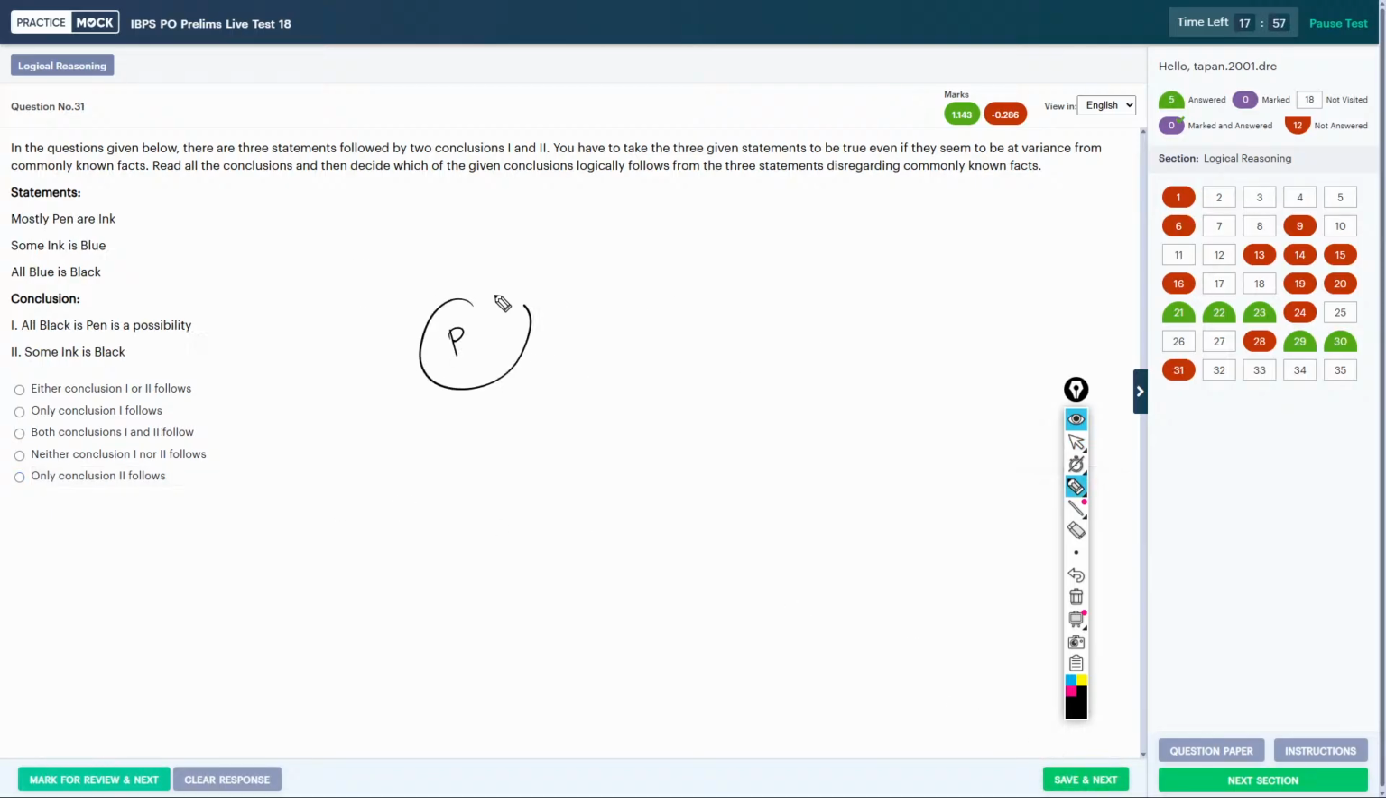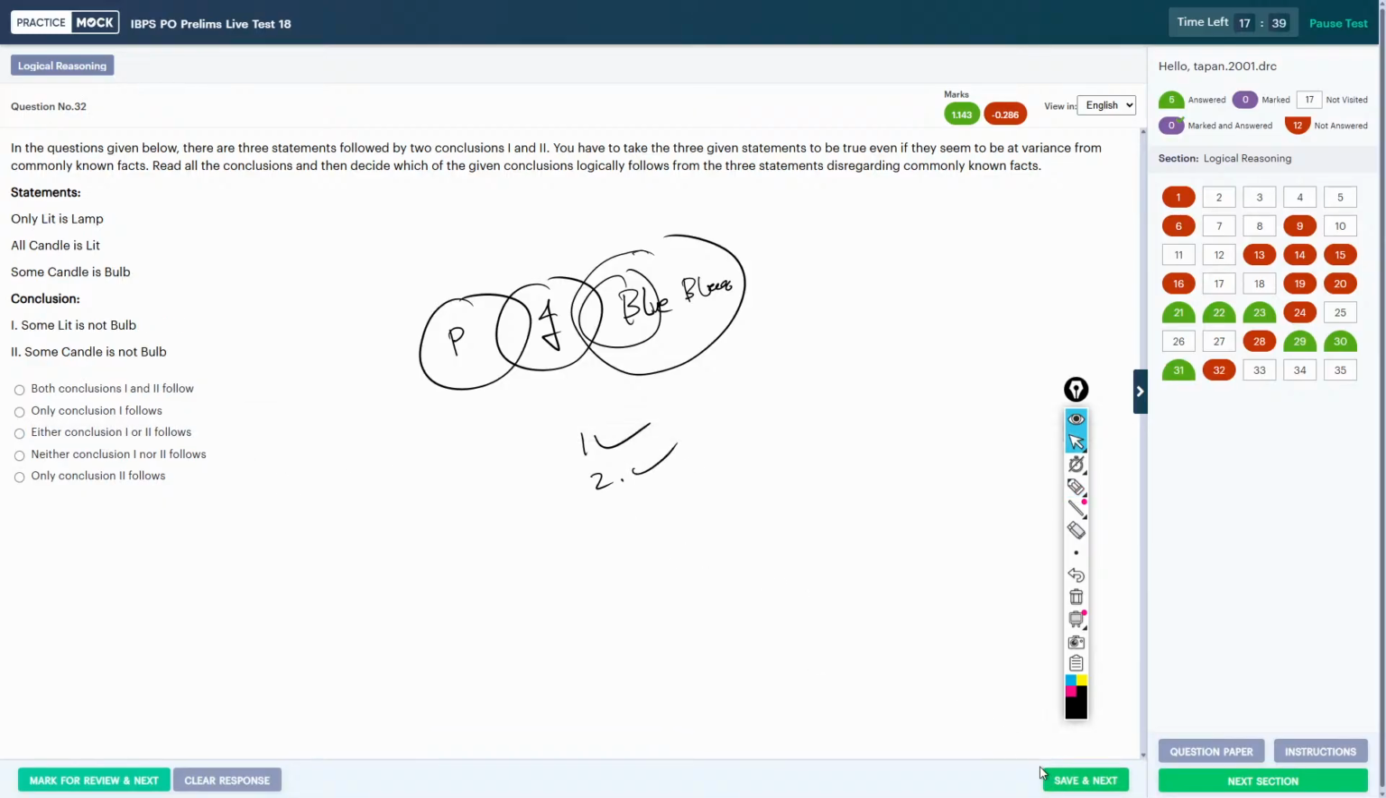Mostly pen, ink, some ink, blue, all blue, black, all black being pen possibility. Some ink is black, so both follows.